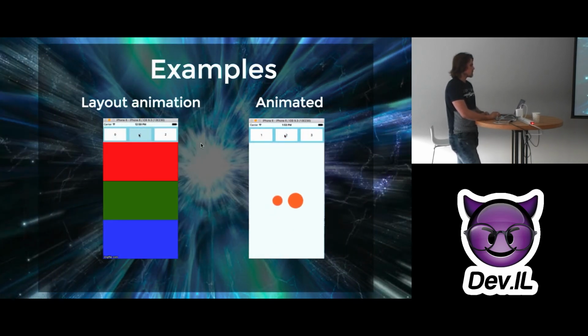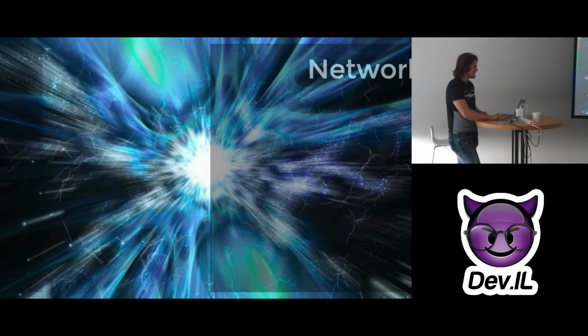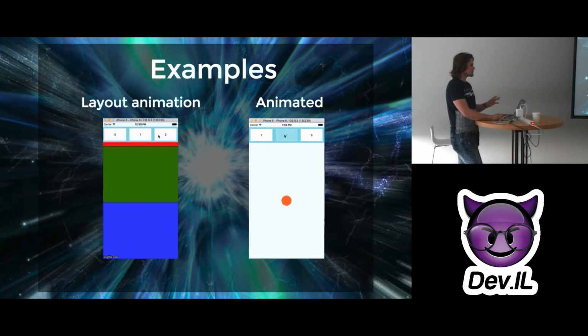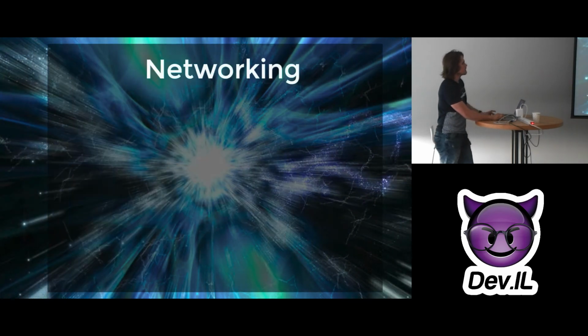So the basic examples: this example is for layout animation, and for Animated, as you see, there are several. You have zoom in and a spring kind of thing, and when it fades out, you have a fade out animation. So that's for animation, briefly.